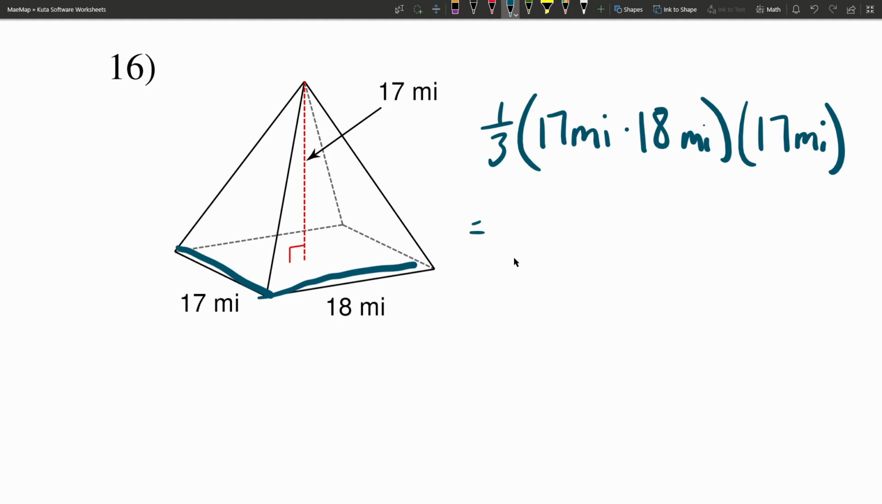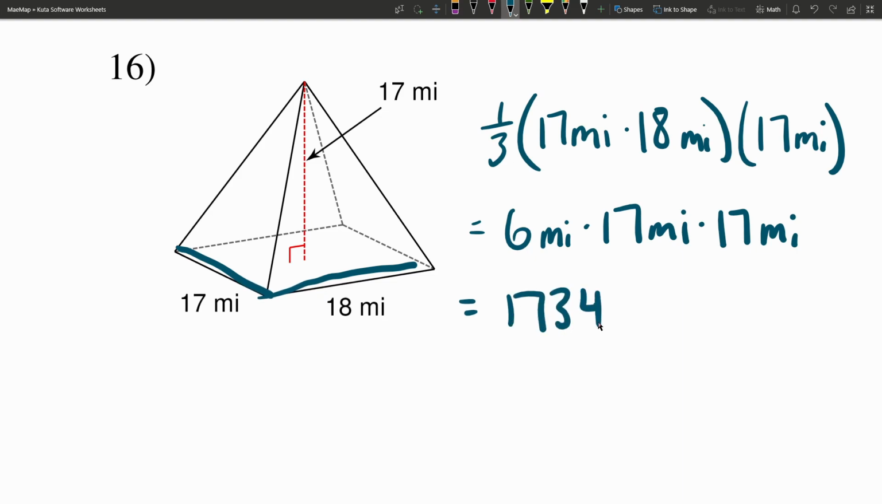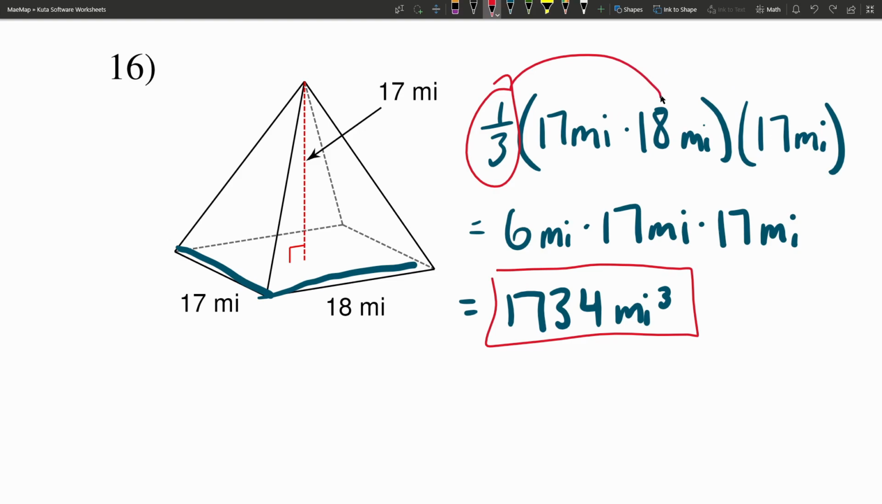So this is going to be equal to 1/3 of 18 miles, which is 6 miles. So I'll write that as 6 miles times 17 miles times 17 miles. Typing those all into our calculator, 6 times 17 times 17 gives us 1,734, and that's miles cubed for our volume. Again, all I did here was take the 1/3 and apply it to 18 at the start, since I knew that 3 went into 18 evenly, just to make it a little bit easier when I quickly entered it on my calculator.